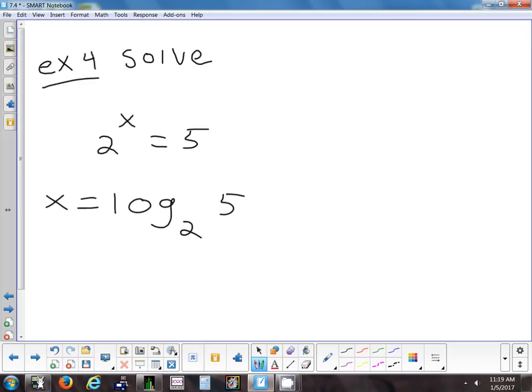And now we just use our calculator. How would you type that in using the formula we learned yesterday? Log 5 divided by log 2. Everyone agree with that? Yeah. It's always the higher one divided by the lower one. Think of it that way. So log 5 over log 2.